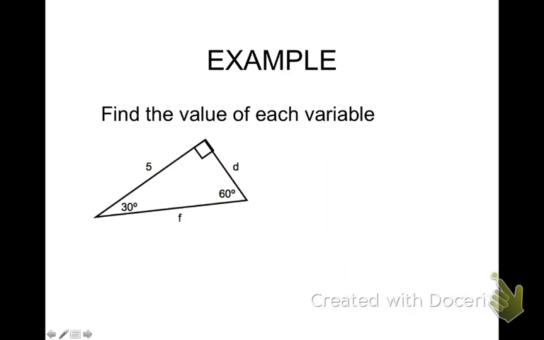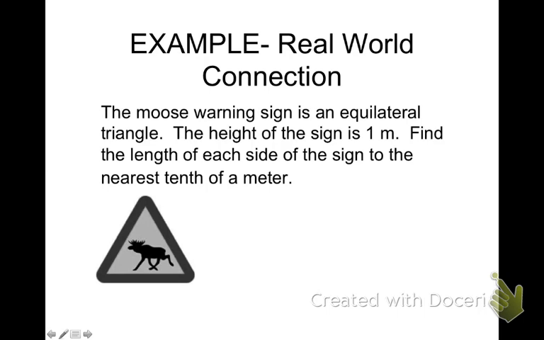We got ourselves an equilateral triangle with the moose warning sign. It says the height is 1 meter. Well, here, I'll do it over here since you guys have it pretty heavily shaded. If it's equilateral, what's this angle right here? 60. What's this angle right here? 60. Well, the whole thing would be 60. That part would be 30.